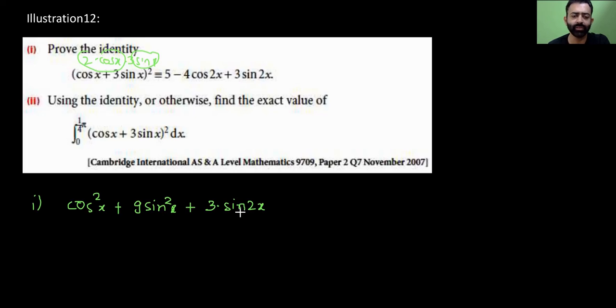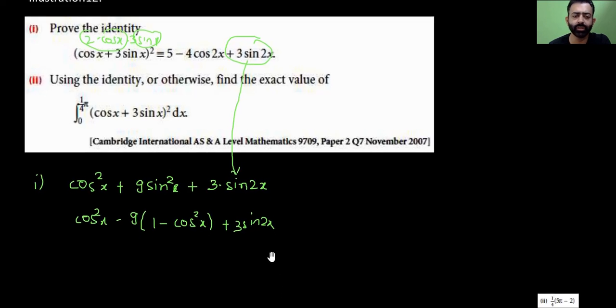This is your LHS. We need to convert this into double angles. So we have found the term 3 sin 2x. Here we have to use cos 2x, which involves just cos x, because this sin square x we need to convert into 1 minus cos square x. So minus 9 times 1 minus cos square x plus 3 sin 2x.